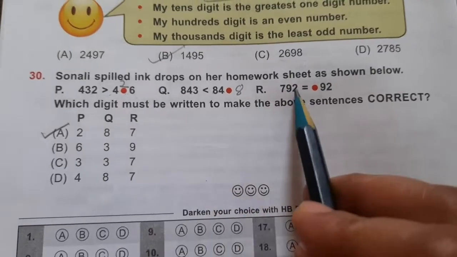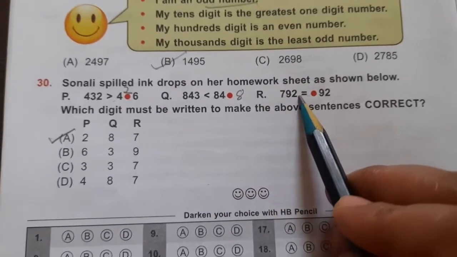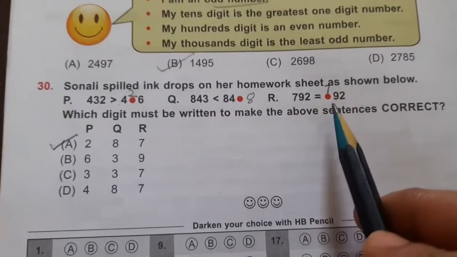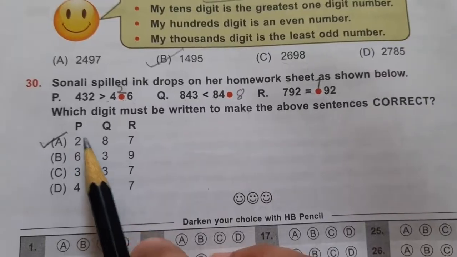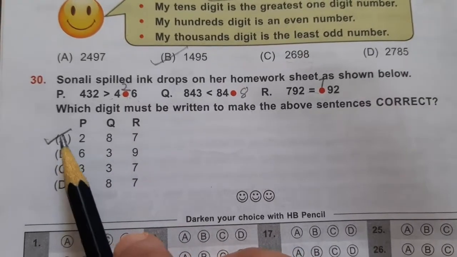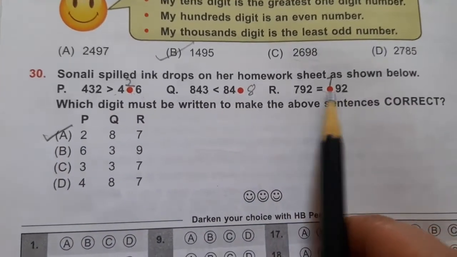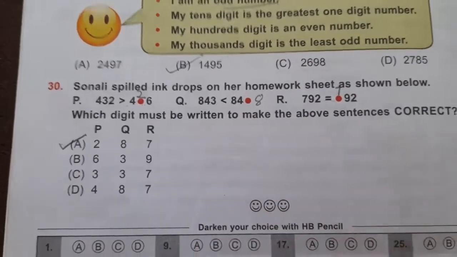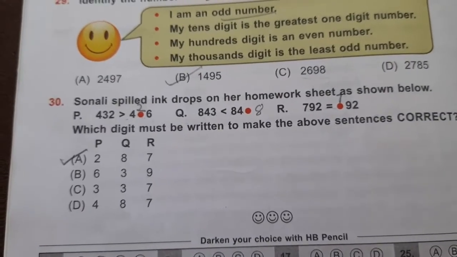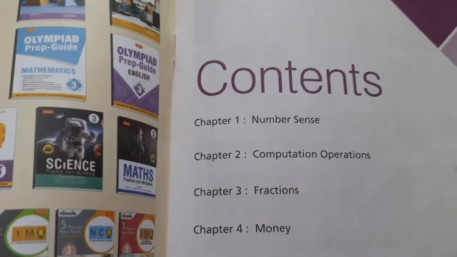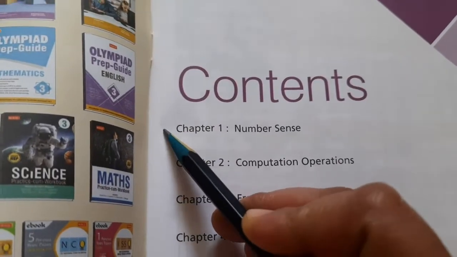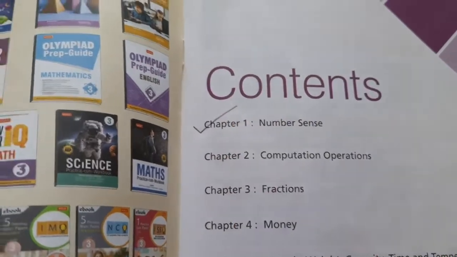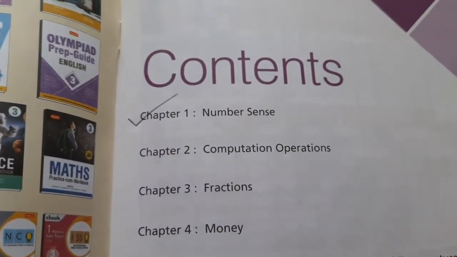And if I put 7 over here from this option, 792 is equal to, this also has to be 7 for it to be equal. So hence this particular option satisfies all the above statements, and hence A should be the answer to the question. All right. So with this we complete our chapter 1. All right, so let us go to the table of contents and put a tick mark on chapter 1 and say yes, we have completed the first chapter for class 3 IMO.